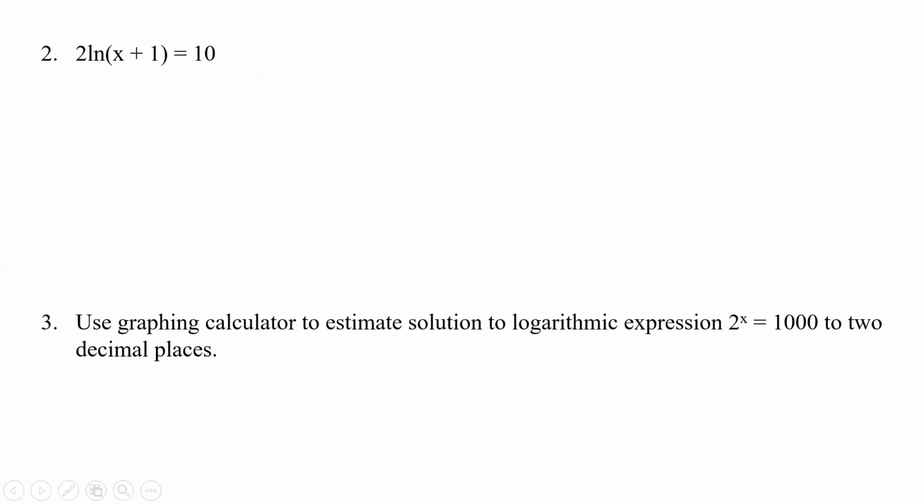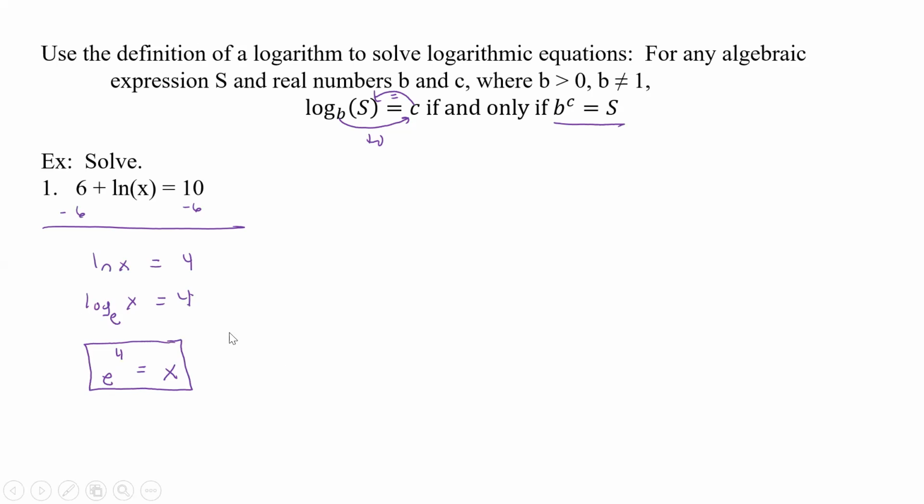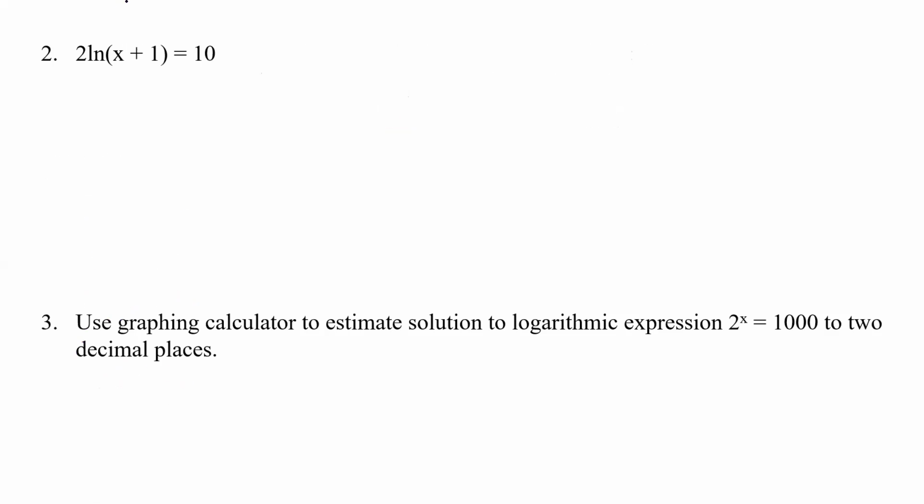All right, what about this one? Well, we're going to do basically the same thing as we did here. We're going to isolate the ln. So if we isolate the ln of x plus 1 in this case, we're going to divide both sides by 2. So that gives us ln(x plus 1) equals 5.